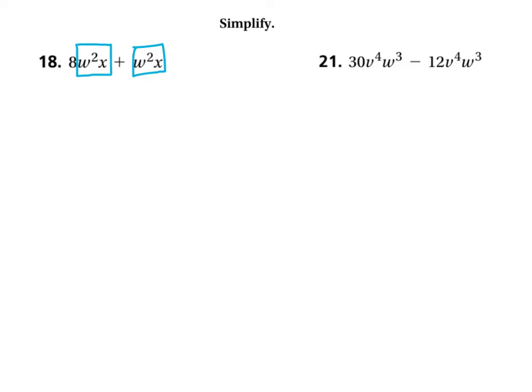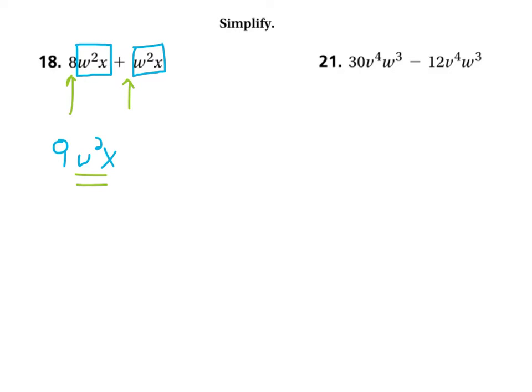In fact, on this first one, how many of those w squared x's do we have? We have 8 of them. And how many here do we have? Well, for any term, let's say it was just said x. If you just said x, how many do you have? Well, you have 1 if you don't see the coefficient. So we have 8 w squared x's plus 1 more w squared x for a total of 9 w squared x. This is the thing, that's the term, w squared x, and 9 is how many that we have total.